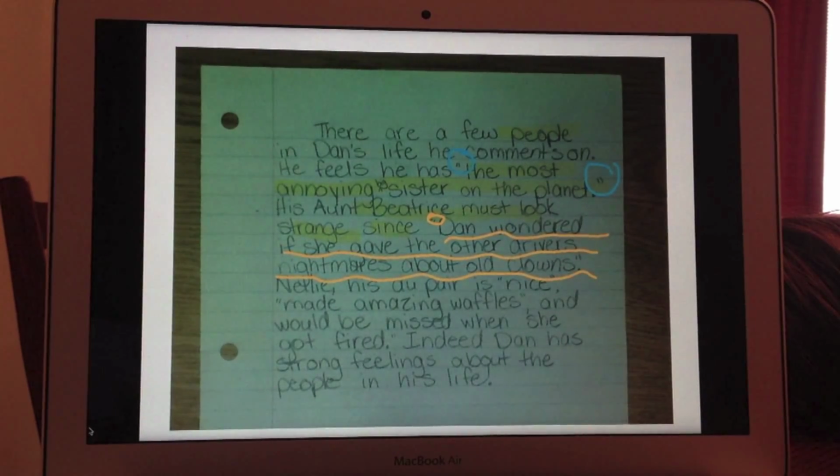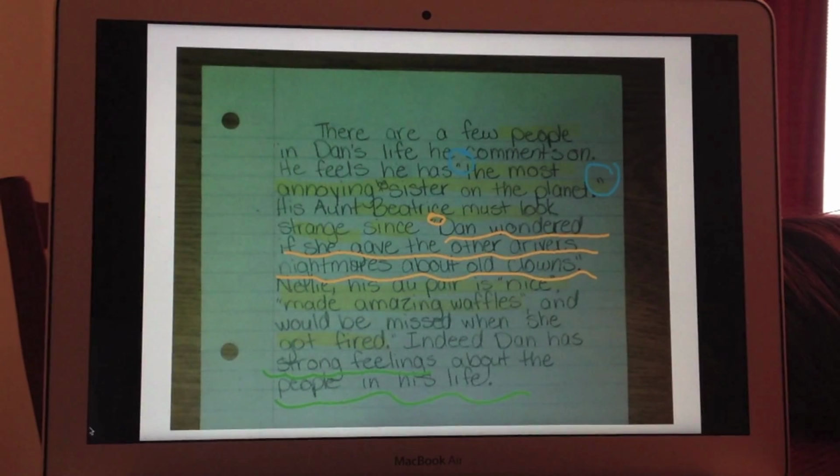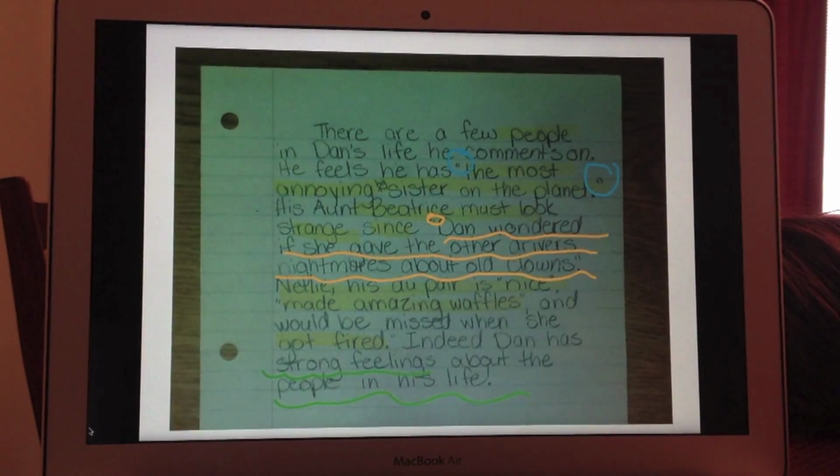Now, as Dan thought about Nellie, who was his au pair, he said she was nice and she made amazing waffles, and that she would be missed when she got fired. All of these things about Dan led me to wrap this up saying that he has strong feelings about the people in his life. So I was able to take evidence from the text and explain it to write 3 paragraphs about the character Dan Cahill.